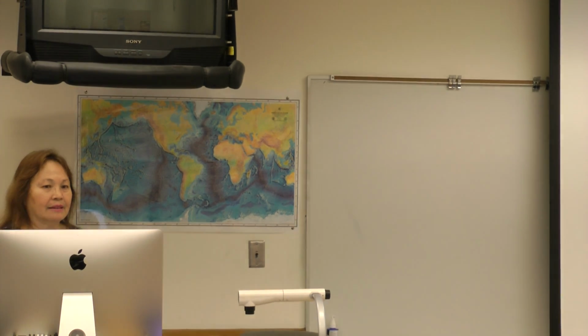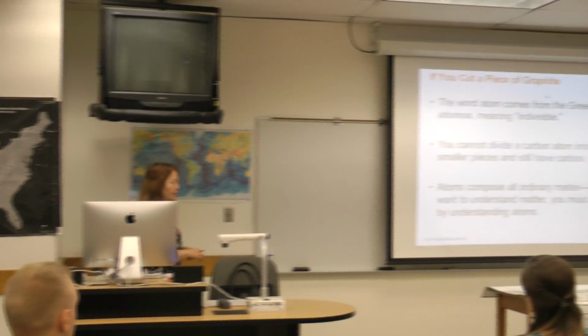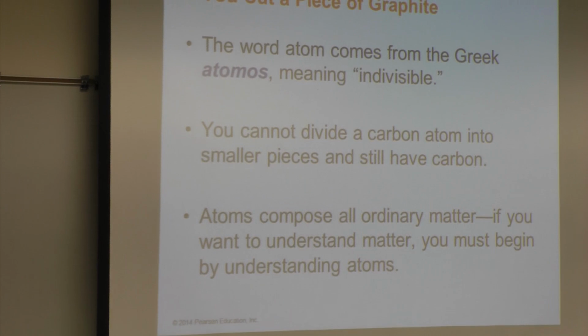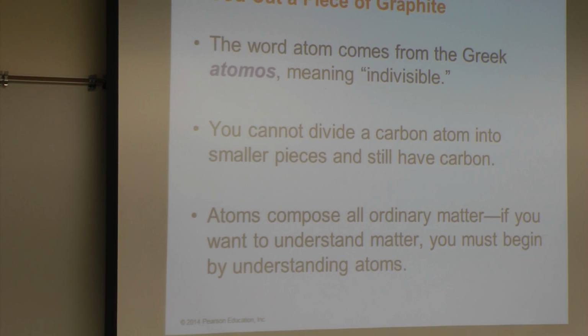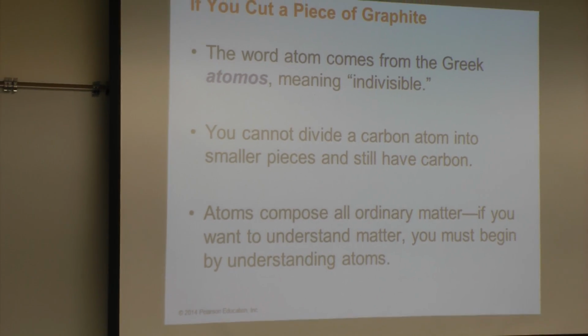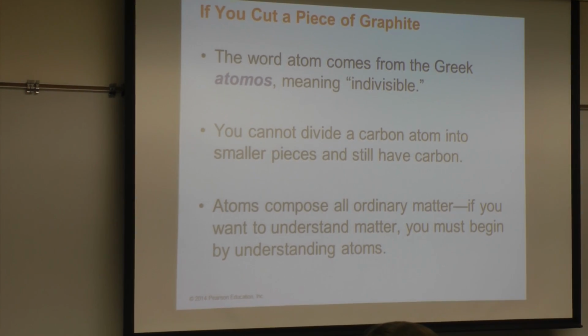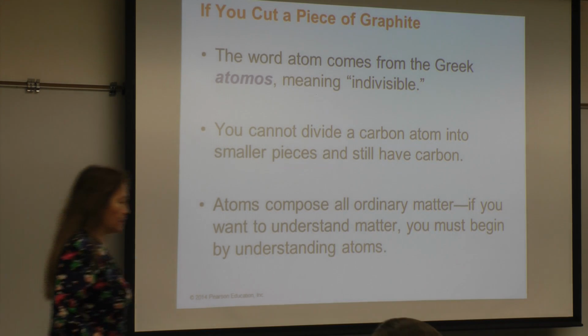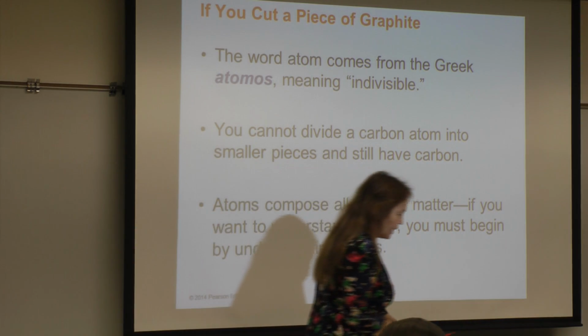If you take a piece of graphite, like the graphite from your pencil, and you cut that and cut that and cut that, you'll still end up with graphite, because you're just cutting it. So the word atom comes from the Greek word atomos, meaning indivisible. We cannot divide a carbon atom, and here is carbon in our periodic chart, right?